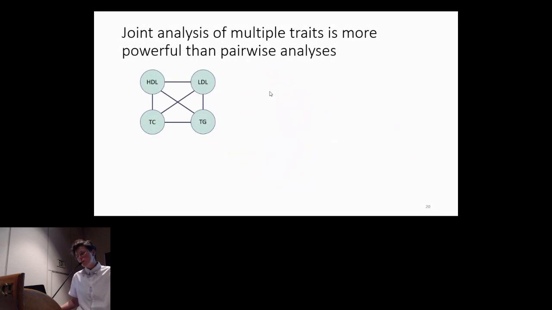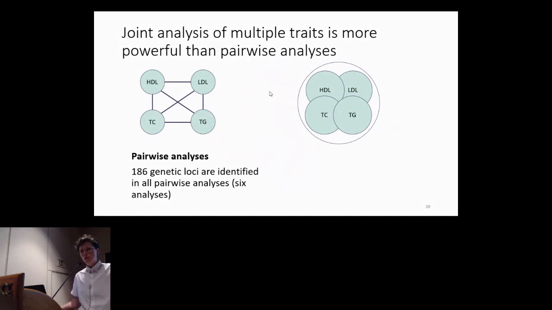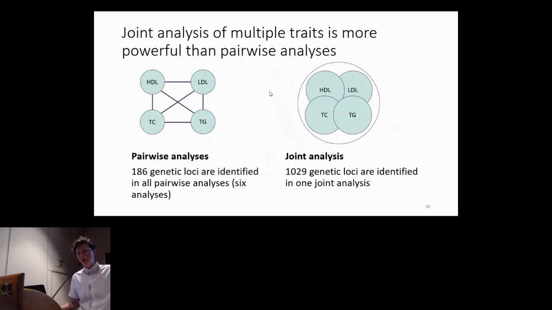Because again, in the same example, we found 186 individual genetic loci by doing this pairwise analysis and taking the intersect. But for the joint analysis of these 4 traits together, we found 1,029 genetic loci. And I forgot to put it in the slide, but almost all 186 loci of the first example were also found in the second example. So this is a tremendous increase in power.